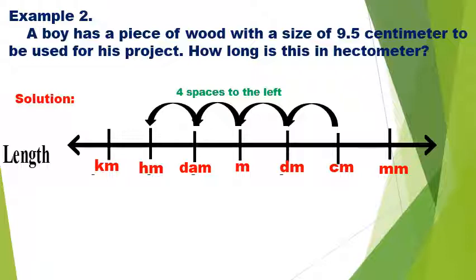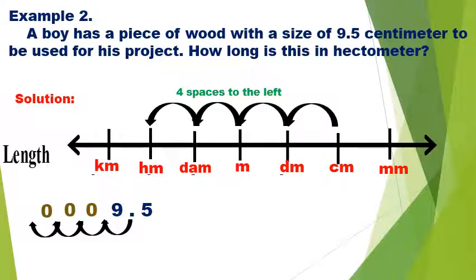So we're going to use that for our given measurement, which is 9.5 centimeter. So we need to move also our decimal point going to the left side by 4 places. So we have 1, 2, 3, and 4. So our answer would become 0.00095 hectometer.